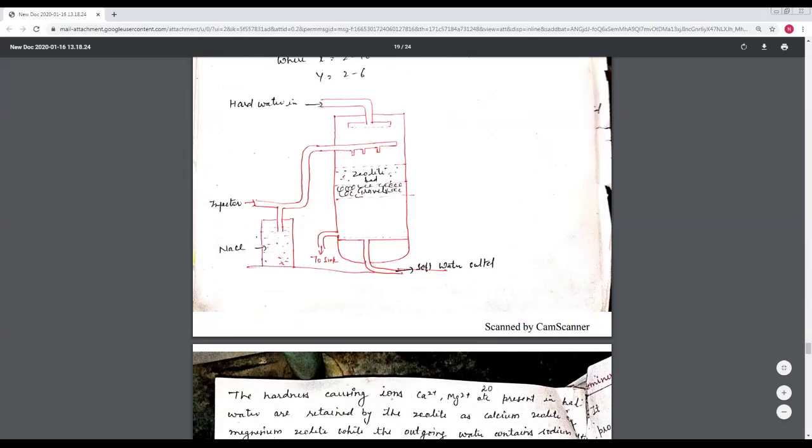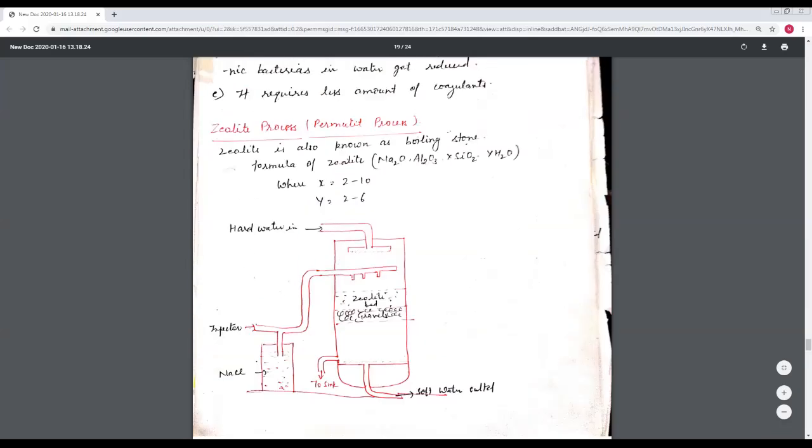Firstly, we take the raw water from this side. This is the injector, and here is the zeolite bed. Zeolite bed is also represented. We can say that the Na2O, Al2O3, SiO2, and yH2O is represented by Na2Z. Na2Z means it is called sodium zeolite. So here we write only the zeolite bed.